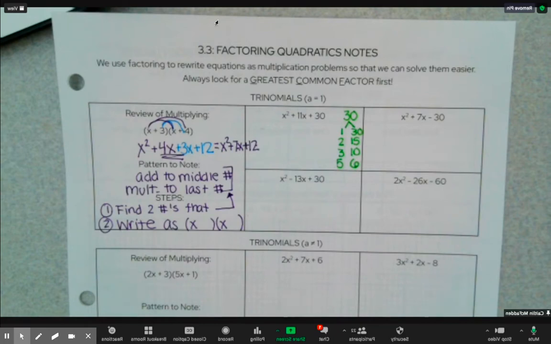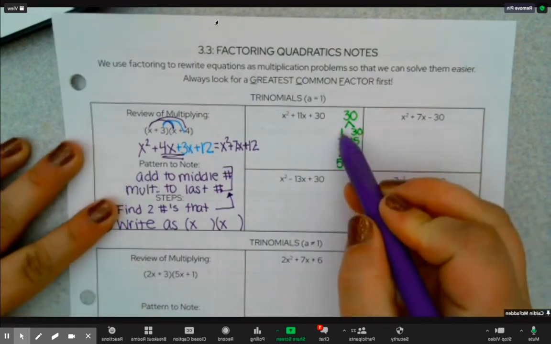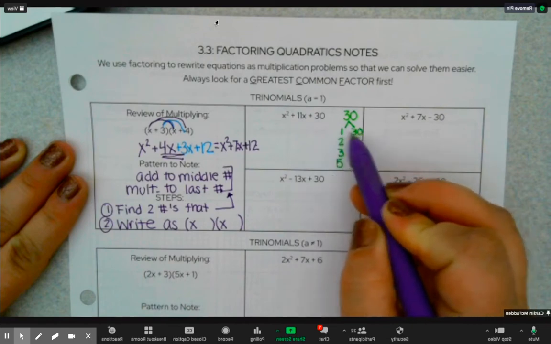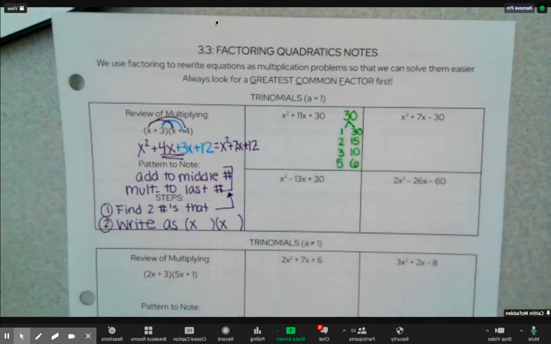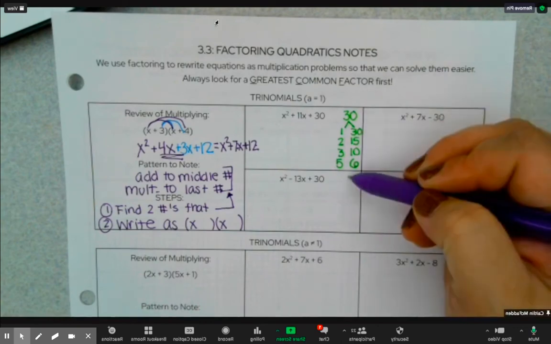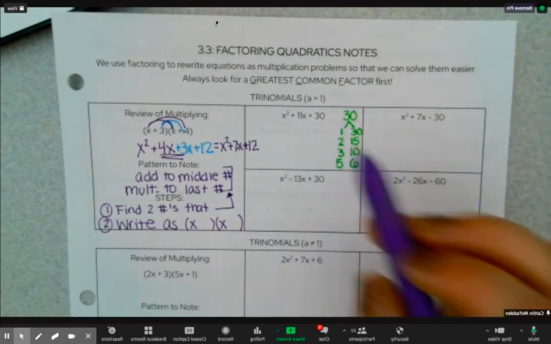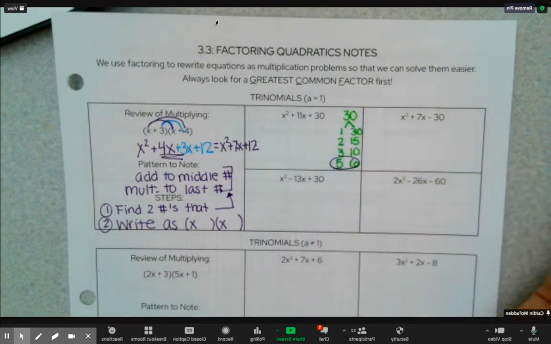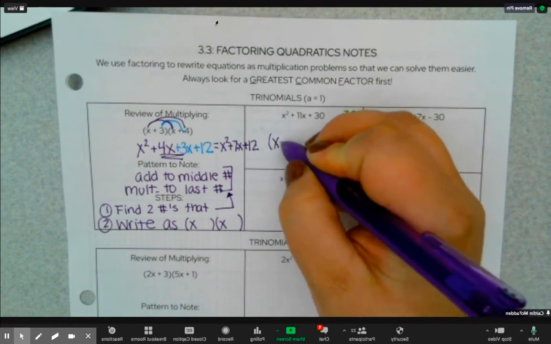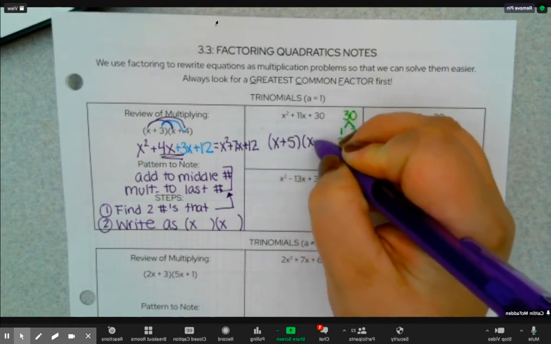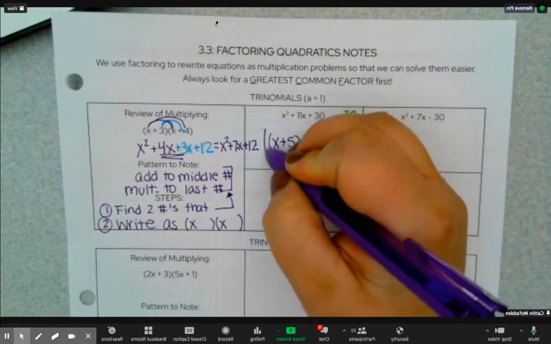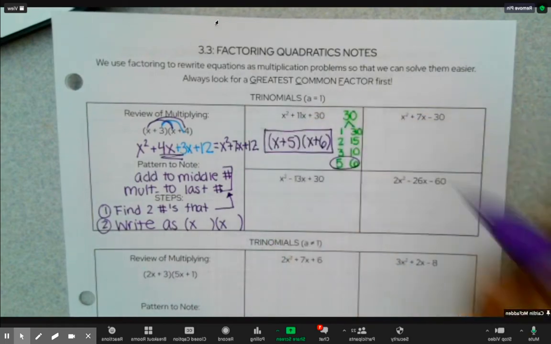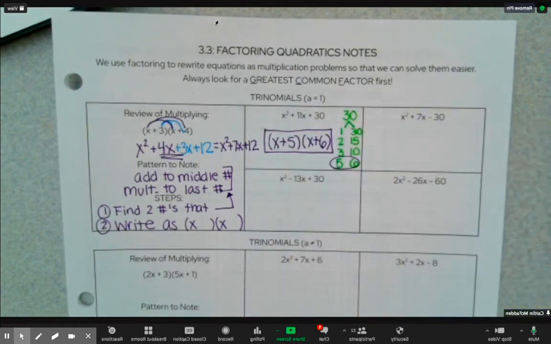You do not have to write down all the possibilities for all of the problems, just if you're having trouble finding the two numbers. Then I'm looking down my list and adding together the numbers to see which ones add to 11. And that's why there's only going to be one answer. This is everything that multiplies to 30. We want to pick the two that add to 11, which is going to be 5 and 6. So my two numbers are 5 and 6. So one parentheses is x plus 5, and the other one is x plus 6. It does not matter what order you write them in.